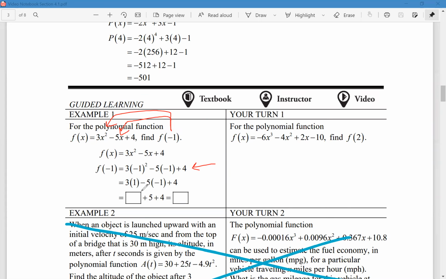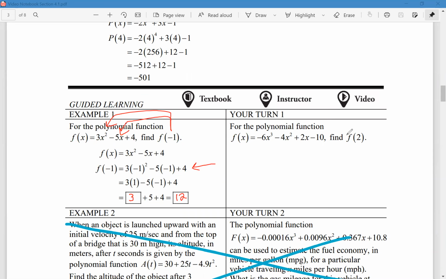So let's fill in the blanks here. So 3 times 1 is 3. -5 times -1 becomes +5. And then we have the +4. And just add those all together. 3 plus 5 is 8. Plus 4 is 12. So our final answer is 12. We'll do the your turn over here.